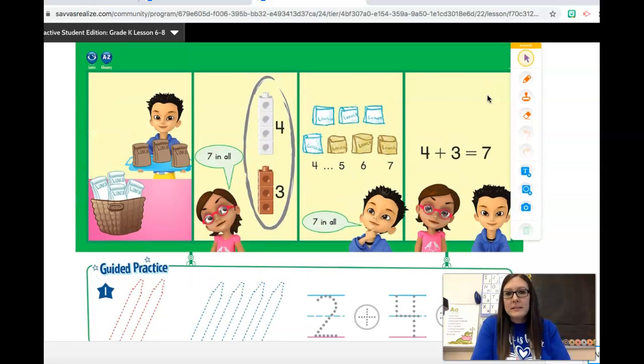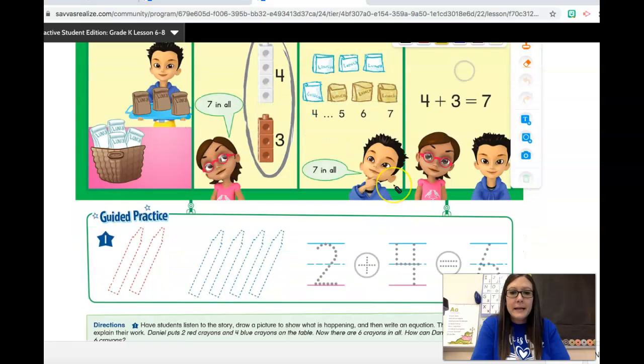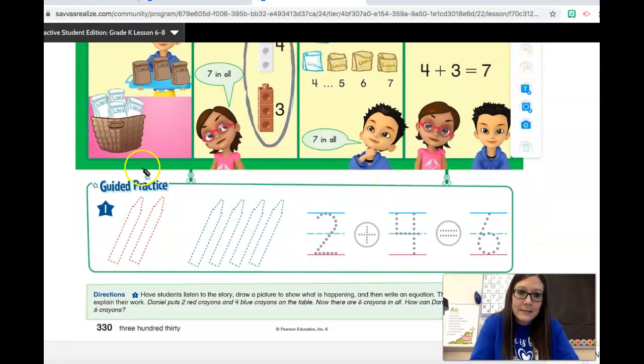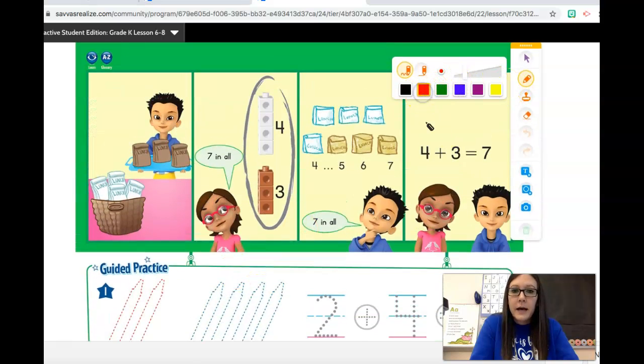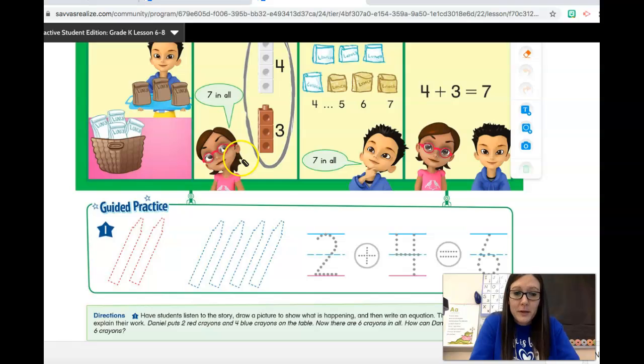Let's try this a little bit together. I'm going to get a pencil. I think I'm going to use green today. Oh, I guess I should use red and blue to match those. I will. You don't have to if you don't want to, but you can.